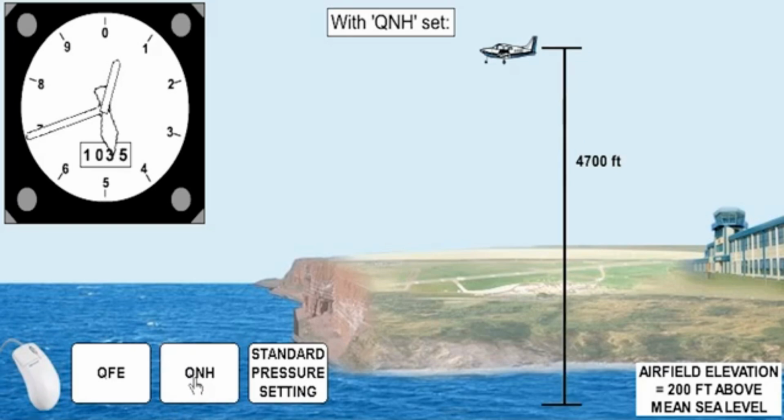QNH is used mainly when flying below transition altitude. It's an equivalent mean sea level pressure, calculated by air traffic control from the aerodrome level pressure. With QNH set on the subscale, the altimeter of an aircraft on the aerodrome indicates aerodrome elevation, that is, the height above mean sea level. In flight, the altimeter will indicate altitude, but this will only be the true altitude, the height of an aircraft as measured from mean sea level, if the mean temperature in the column of air beneath the aircraft is the same as in ISA conditions.